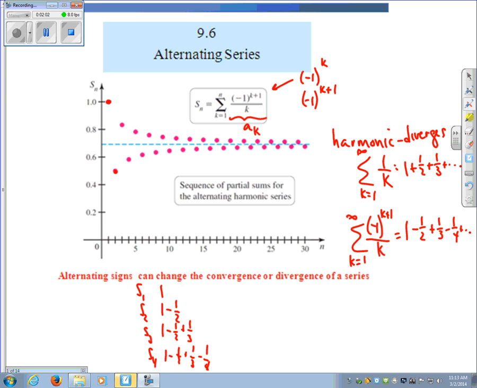Okay, so as you add or subtract that next term, you're going to have these terms getting closer and closer together in the middle. Now this is the sequence of partial sums in this graph for the alternating harmonic series. And you can see that as n gets larger and larger, those terms are actually approaching some number there in the middle. Looks like approximately 0.7. So alternating signs can affect the convergence or divergence of a series.